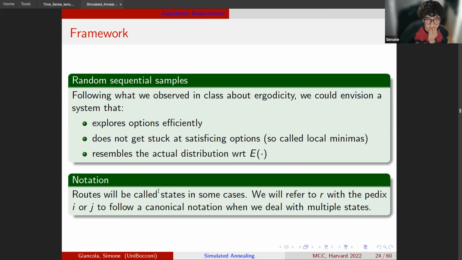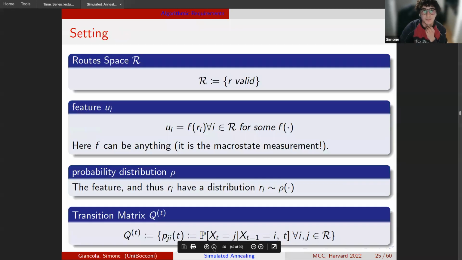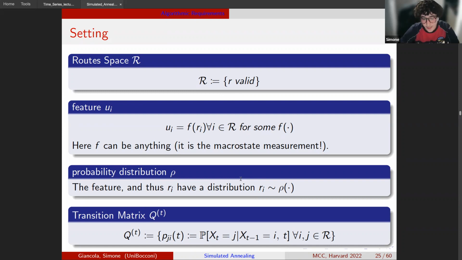This is just a notation observation. The R will be addressed also with I or J, so just keep this in mind. We have that the route space is the space of valid routes, so tours that go from a city and get to the starting city, exploring all possible cities. And we have a feature that we can assign to the routes, that in our case will be the macro state measurement, the distance, the energy, the way we called it before.